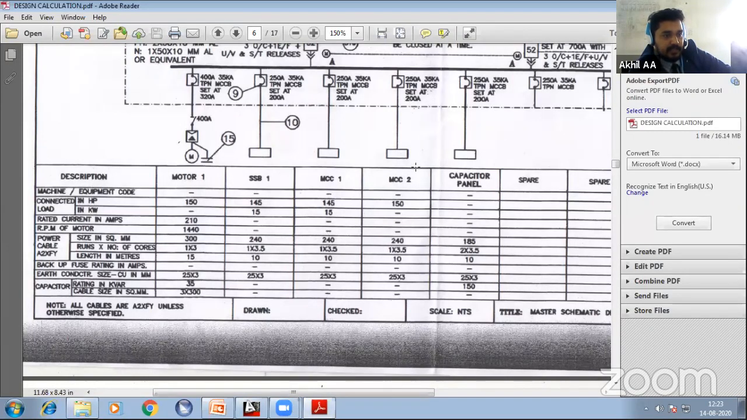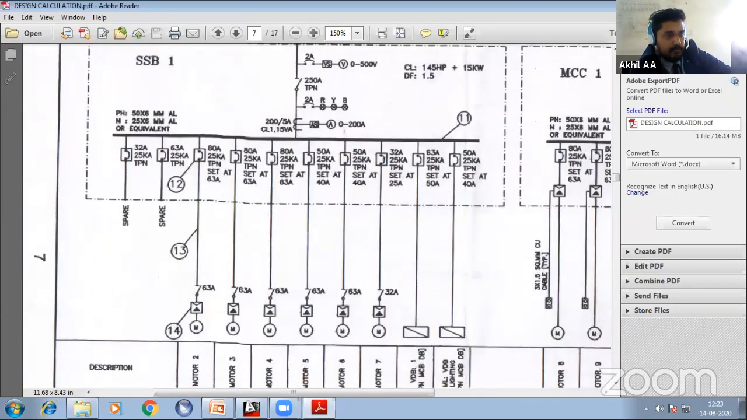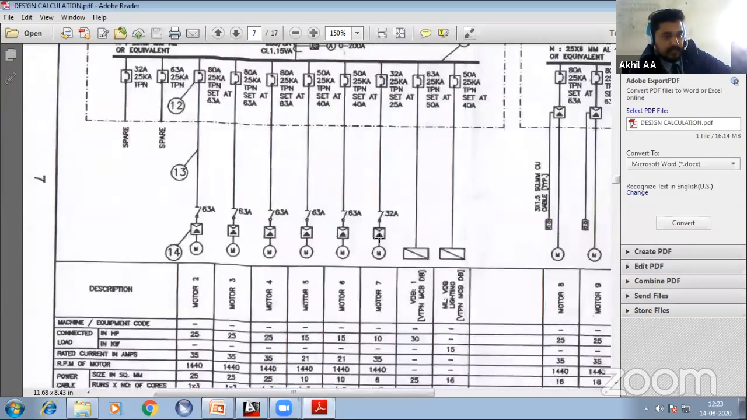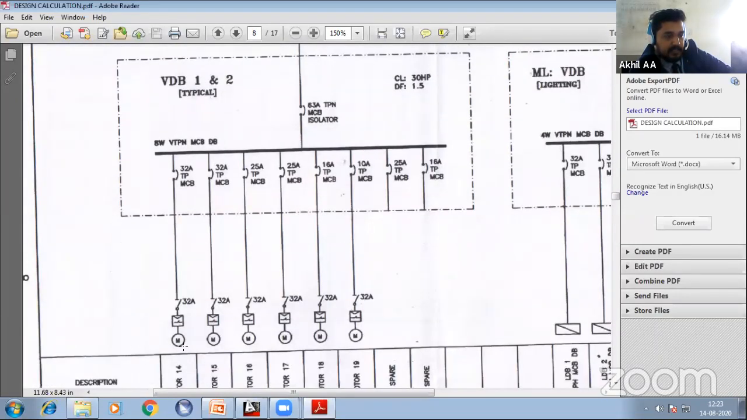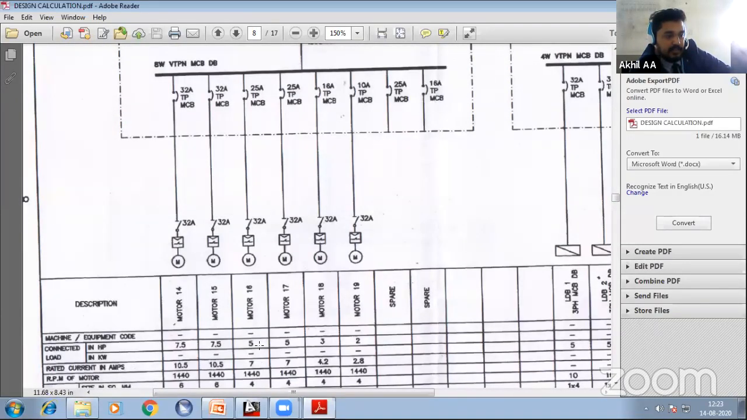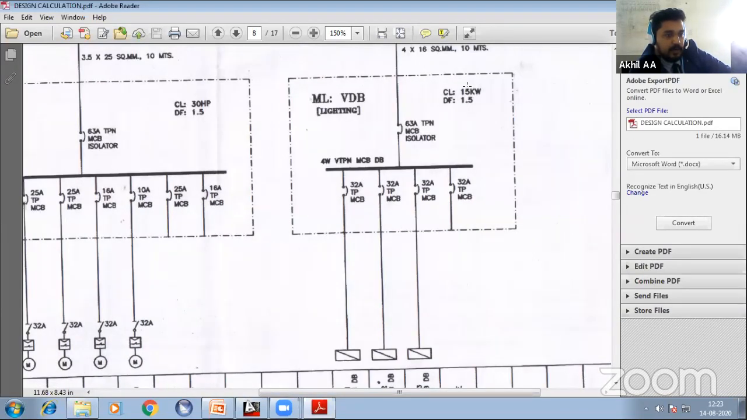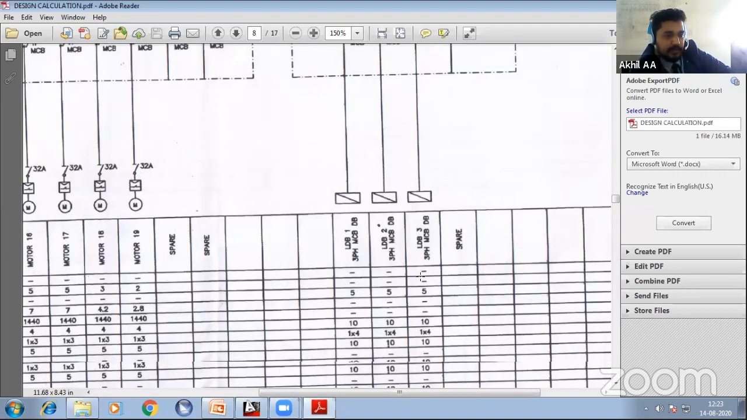And you have another outgoing, MCC2. This is how we distribute a random number of loads like motors, miscellaneous load and lighting load. You can see all the connections here. SSB1, VDB1 and 2. VDB1 has 7.5 HP motor 2 numbers, 5 HP 2 numbers, 3 HP 1 number, 2 HP. That is how we are getting that 30 HP load. In the lighting DB, you can see 15 kilowatt load distributed into 3 LDBs: 5 kilowatt, 5 kilowatt, 5 kilowatt.